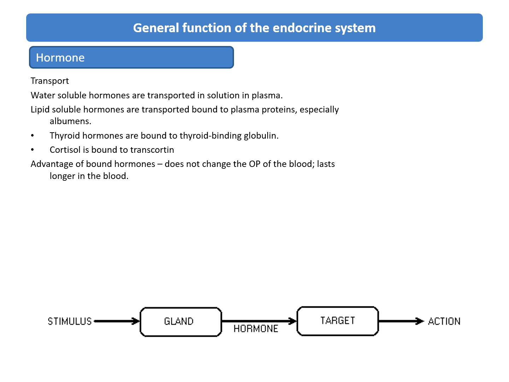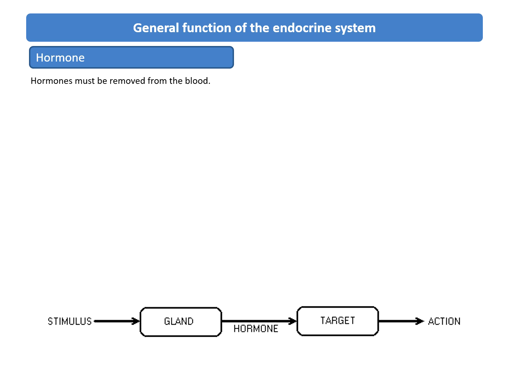The advantage of bound hormones is it does not change the osmotic pressure of the blood. Also, the hormone can last longer in the blood. Often, the hormone is transported in an inactive state. Hormones must be removed from the blood. After all, the control system must be turned off as well as being turned on.